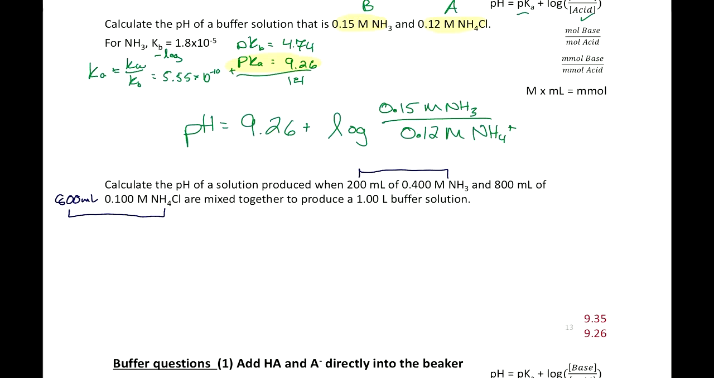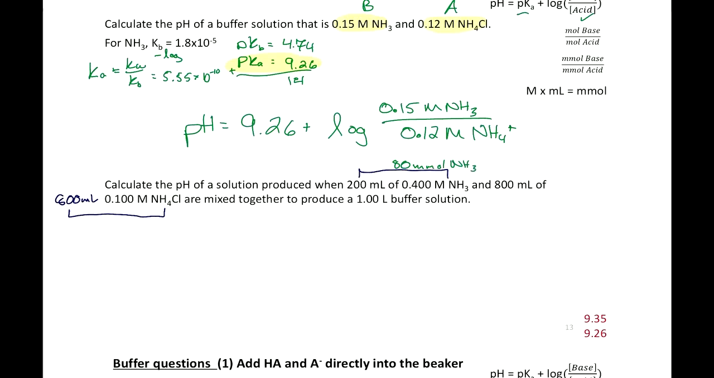We actually have to calculate the millimole amounts. So multiply these two numbers together: 200 times 0.4. What is that? I think it's 800? Or no, 80. 80 millimoles of ammonia is what we put into that solution.